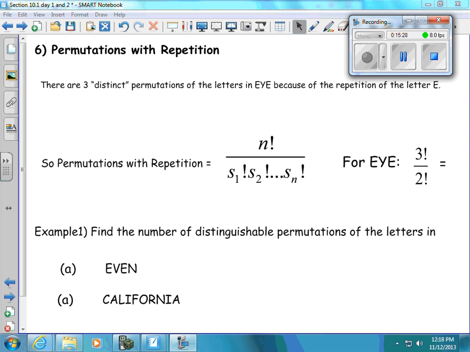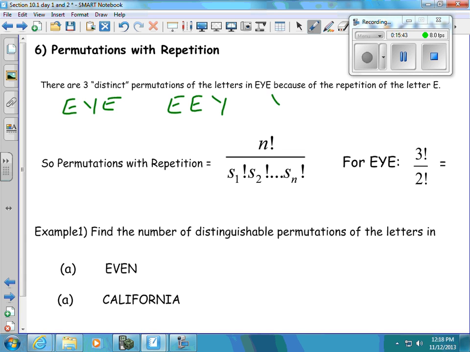Okay? There are three distinct permutations of the word EYE because of the repetition of the letter E. So E, Y, E, E, E, Y, and Y, E, E. Now if the letter E didn't repeat, there would be more, because then we could flip-flop these E's, where it's E, E, Y and the Y, E, E. We could also flip-flop the E's in the word EYE, first and last. So it would double our number of possible permutations.